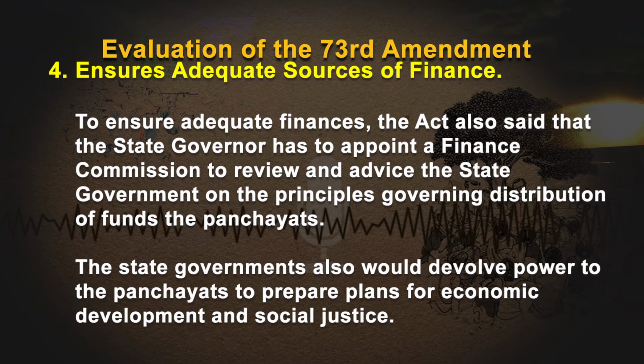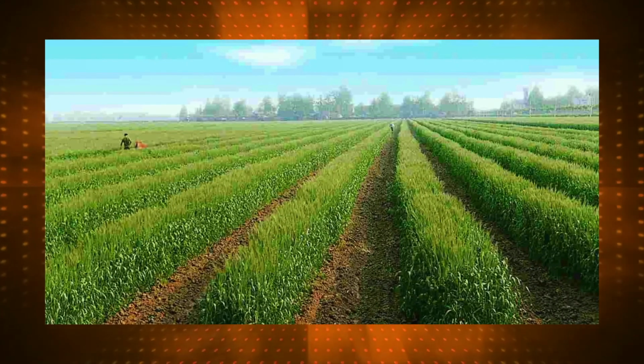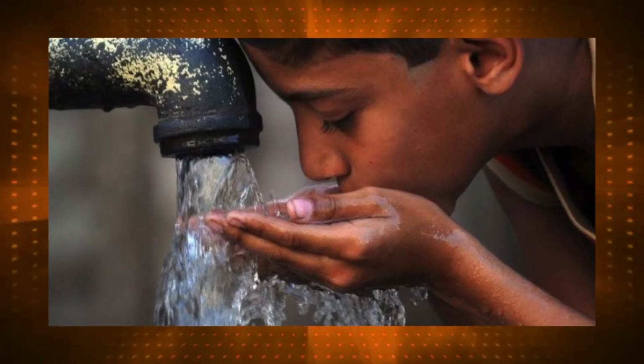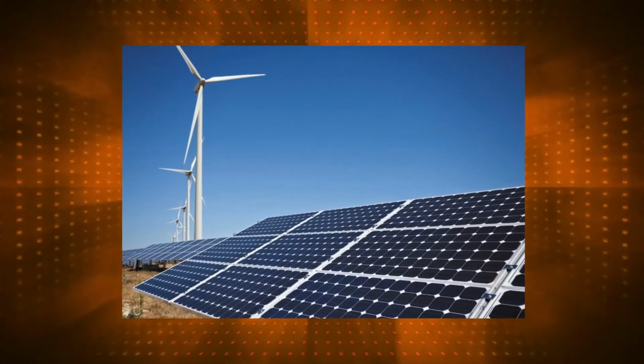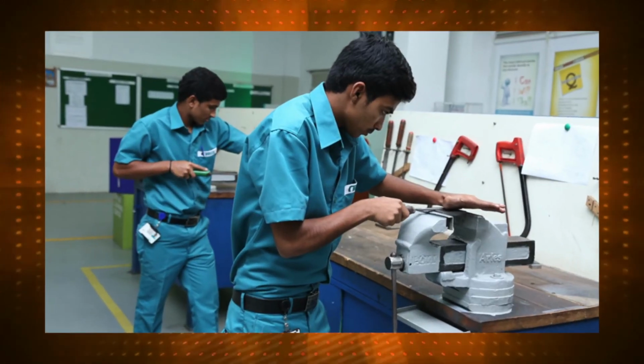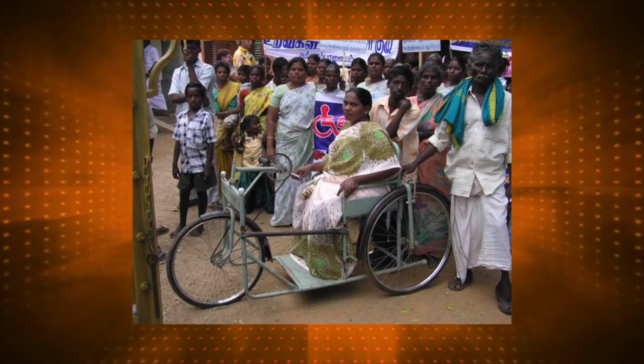The state governments also would devolve power to the panchayats to prepare plans for economic development and social justice. Significantly, a whole new schedule called the 11th Schedule has been drawn up to ensure a better utilization of central and state funds. The schedule contains entire agriculture and allied activities, minor irrigation schemes, land reforms and improvement of small industries including food processing, cottage industries, rural housing, drinking water, rural electrification, non-conventional energy programs, poverty alleviation programs, primary and secondary education, vocational education, health and family welfare schemes, public distribution system, welfare schemes for weaker and handicapped sections, etc.